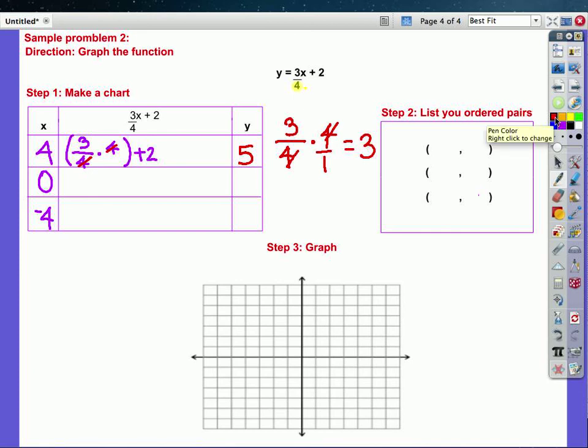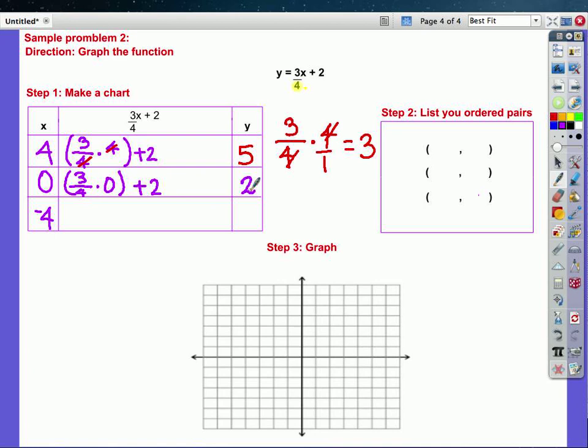We're going to do the same thing for the bottom. And this one is kind of easy because it's 0. And any number times 0 is what? 0. So 3/4 times 0 plus 2. 3/4 times 0 is 0. 0 plus 2 will give us 2.